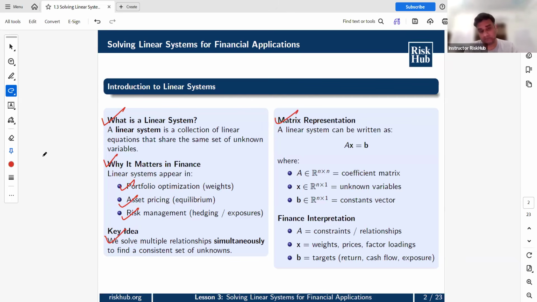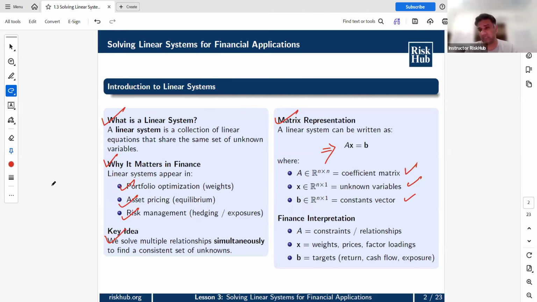The idea is that AX = B. A is a coefficient matrix, X is the unknown variable vector, B is a constant vector. Probably the single most important equation in applied mathematics. Matrix A represents your relationships, constraints, sensitivities, coefficients. A becomes your covariance matrix, sometimes your factor loading matrix, sometimes your transition matrix, sometimes your exposure matrix. Vector X is unknown: it could be portfolio weights, hedge ratios, asset prices, betas, allocations. Vector B is your target: it could represent desired return, exposure limits, cash flow targets, pricing conditions.